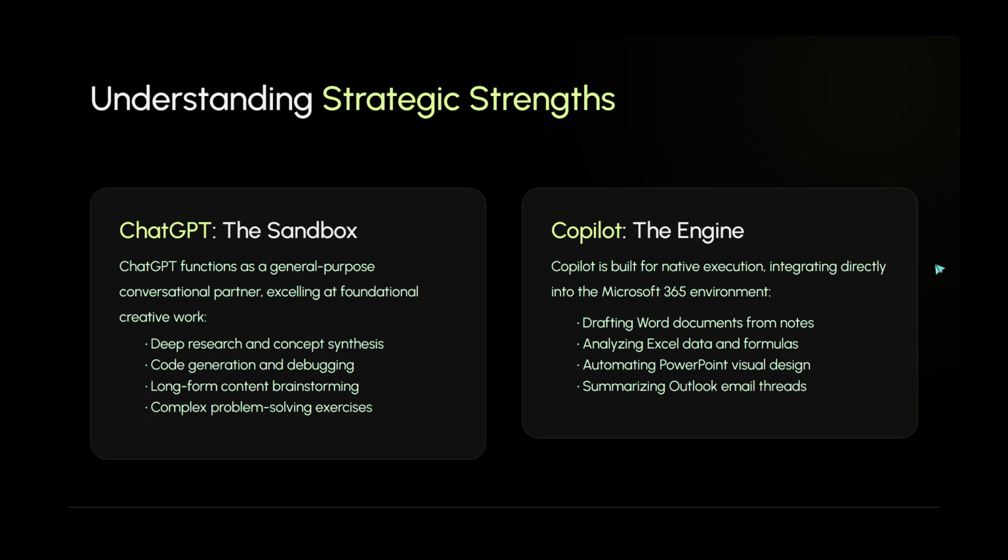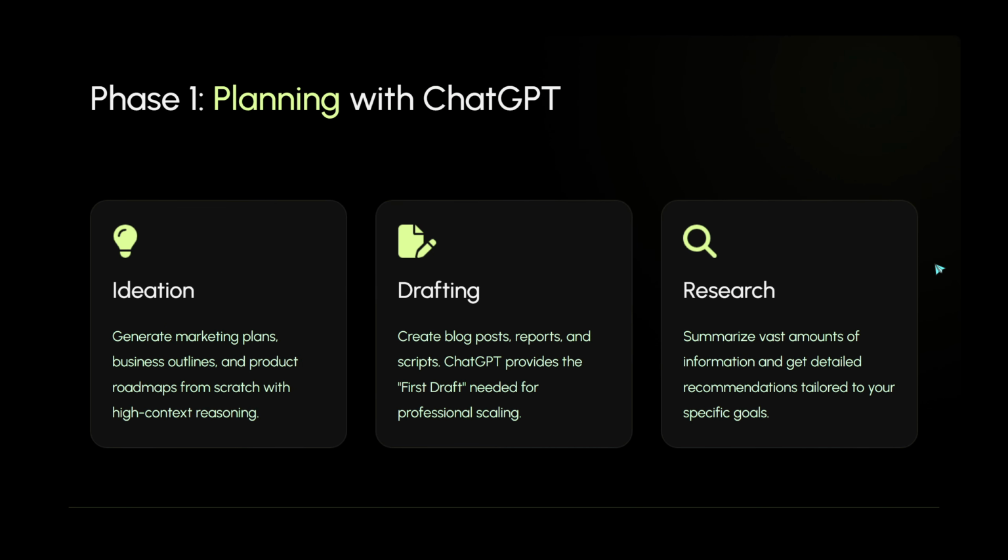Now let's talk about using ChatGPT for planning and content creation. This is where it really shines. You can ask it to generate ideas, create outlines, and draft first versions of your content. It can help with blog posts, reports, emails, and scripts. It's also useful for researching topics, summarizing information, and giving you detailed explanations or recommendations.